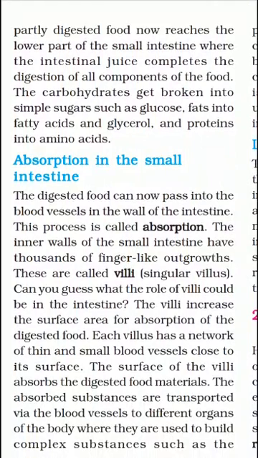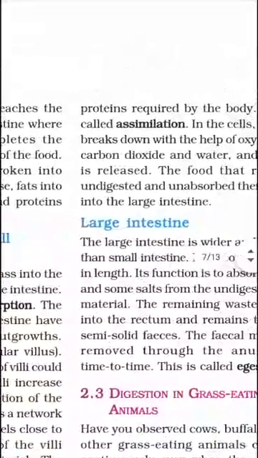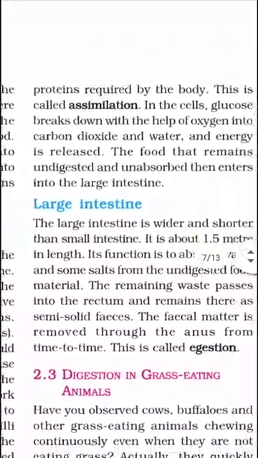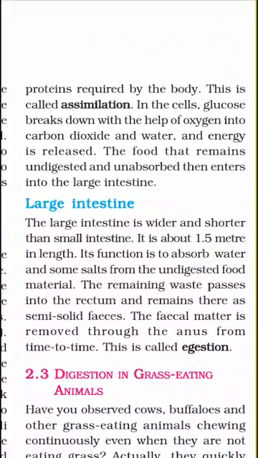The absorbed substances are transported via the blood vessels to the different organs of the body, where they are used to build complex substances such as the protein required for the body. This process is called assimilation. Glucose breaks down with the help of oxygen into carbon dioxide and water and releases energy in the cell, and this energy is used in the different activities of the cells.